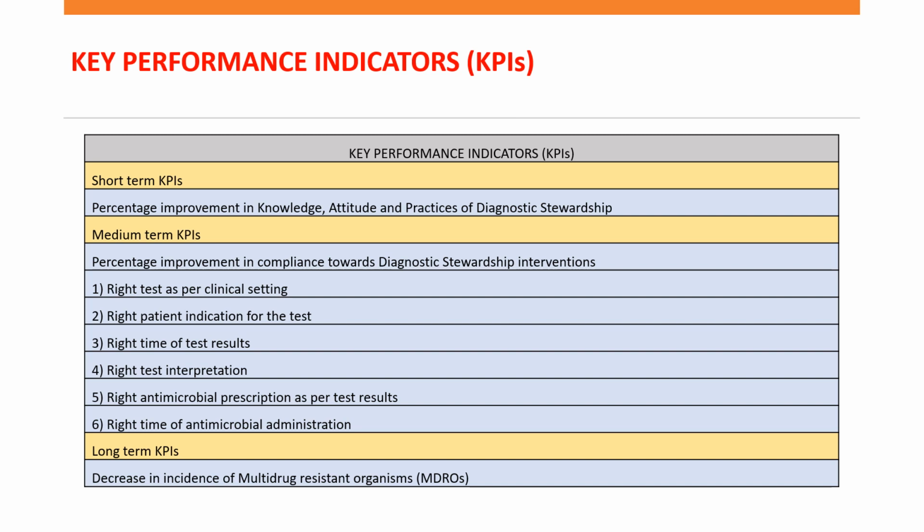Then long-term KPIs include the decrease in the incidence of multi-drug resistant organisms or decrease in the incidence of healthcare associated infections. So these are the different key performance indicators that need to be implemented and monitored.